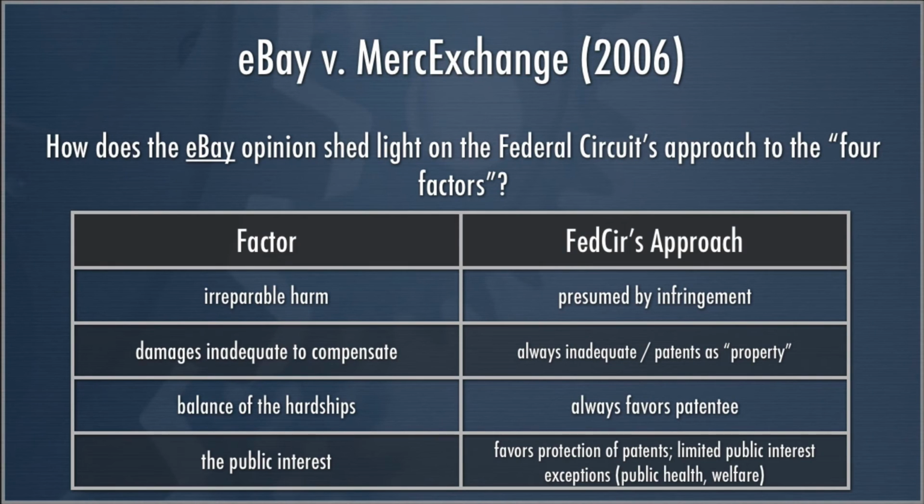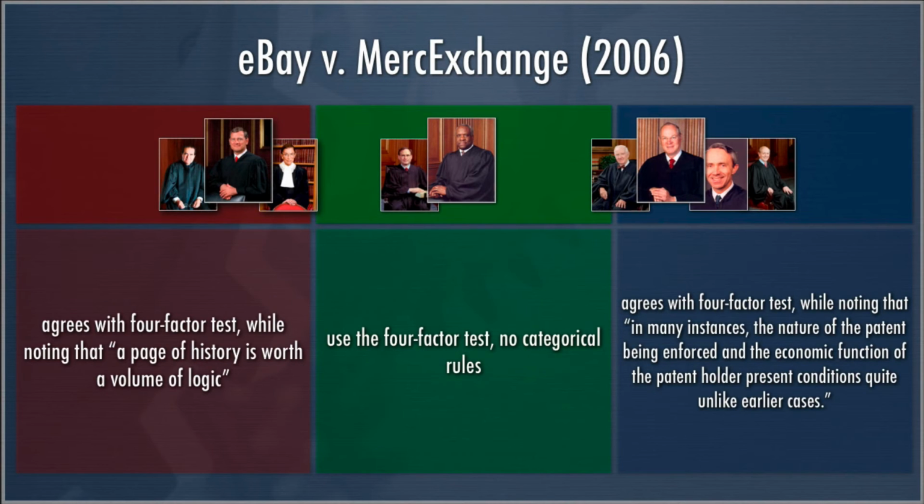So the interesting thing about the eBay versus MercExchange opinion is the concurrences. The opinion that I just read to you, the excerpt, was joined by several justices, but there were 2 concurrences, right? And the only 2 who didn't join concurrences were Justice Thomas and Justice Alito, right? And they said no categorical rules, use the 4-factor test, right?